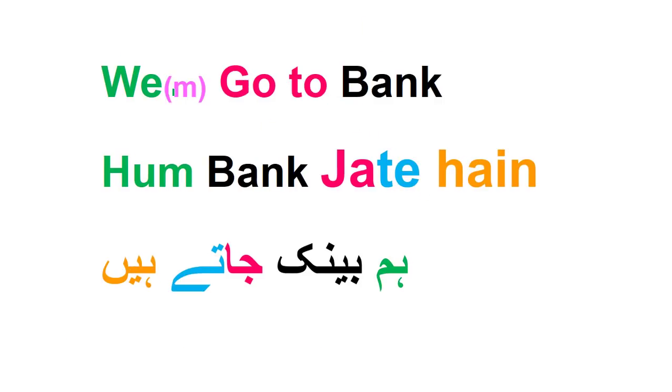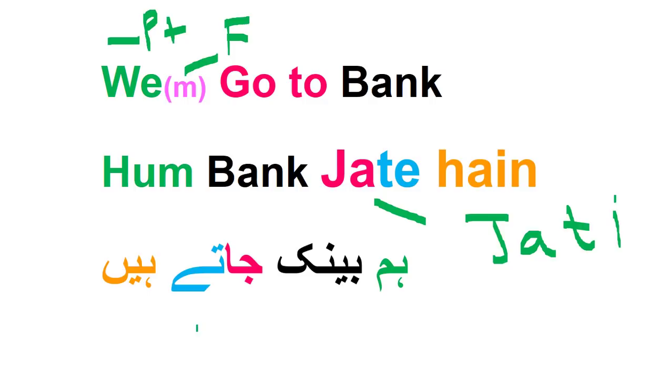Another example, we go to bank. हम बैंक जाते हैं. We is plural and masculine. So we go to bank, हम बैंक जाते हैं. If we is plural but feminine, then we will say हम बैंक जाती, like in here जाती, or in Urdu script like this हम बैंक जाती हैं.